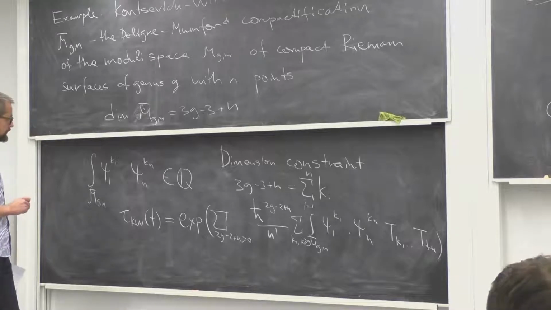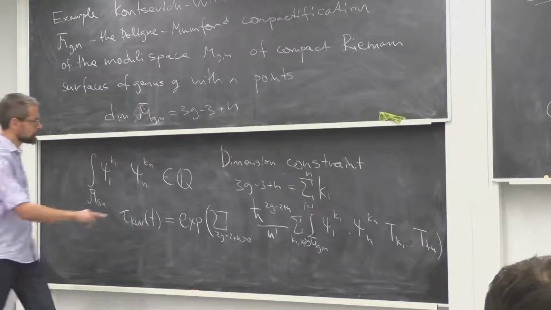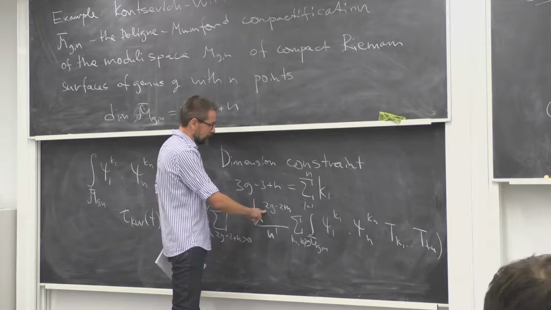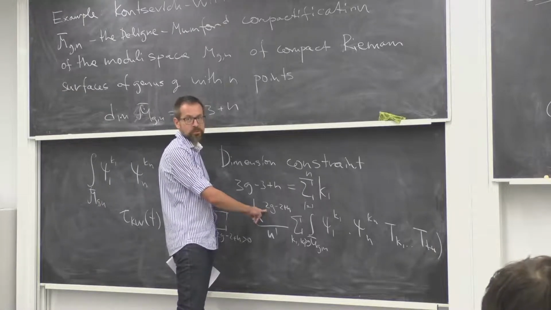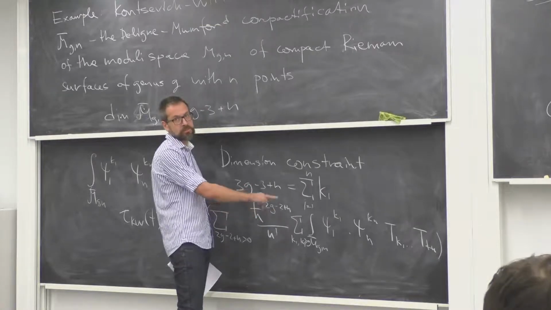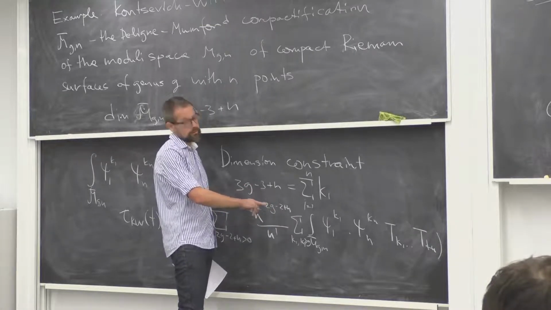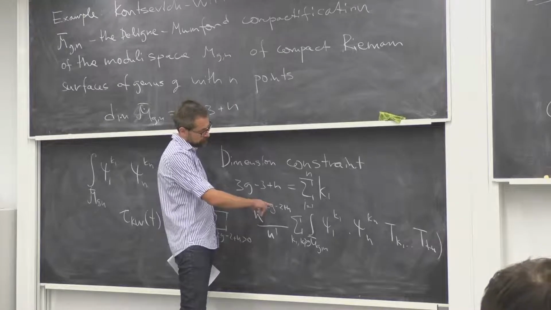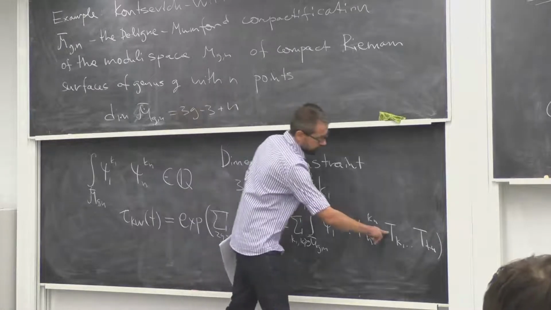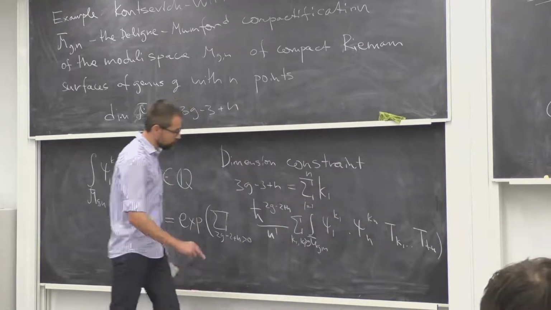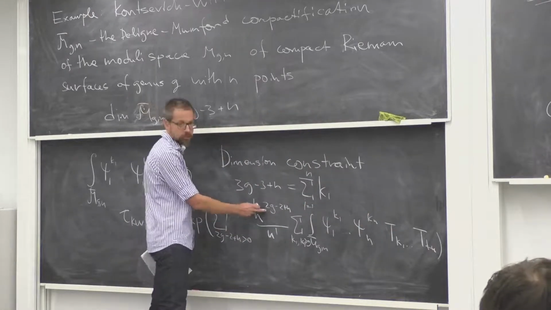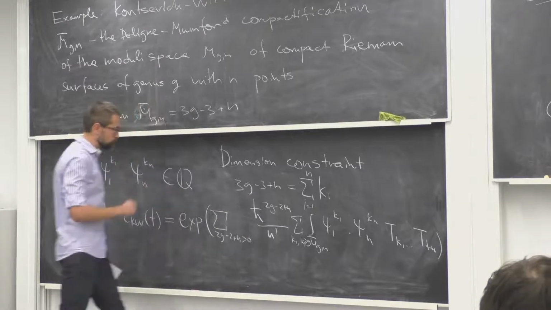About the power of h bar, is it 2g minus 2 plus n or just 2g minus 2? No, it should be 2g minus 2 plus n. So it's not the genus expansion; it's the topological expansion. You can relate the two expansions just by rescaling of the t variables, because there are exactly n of them. But for me today, it will be much more convenient to use this topological expansion.